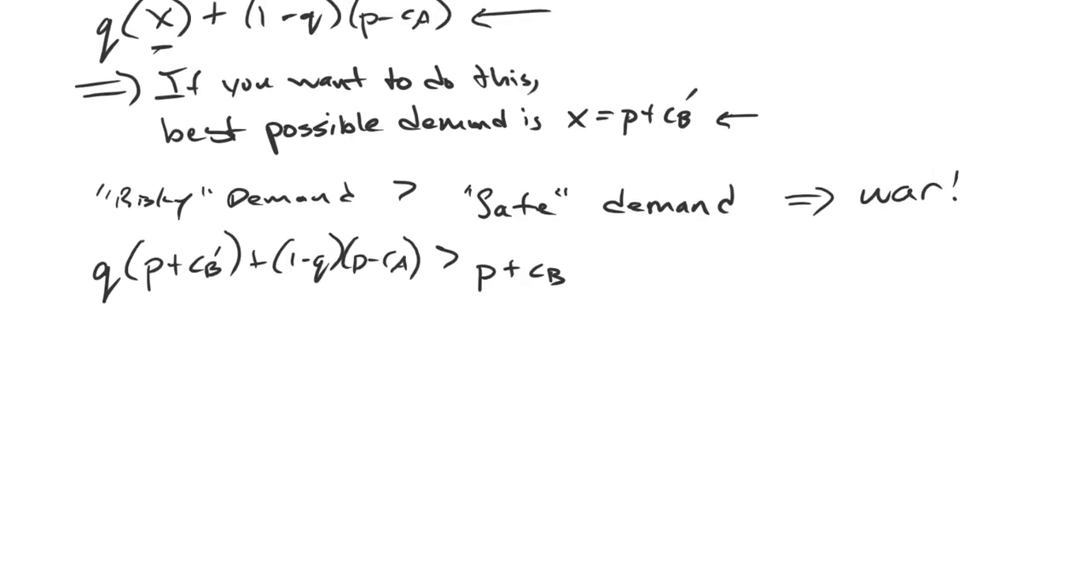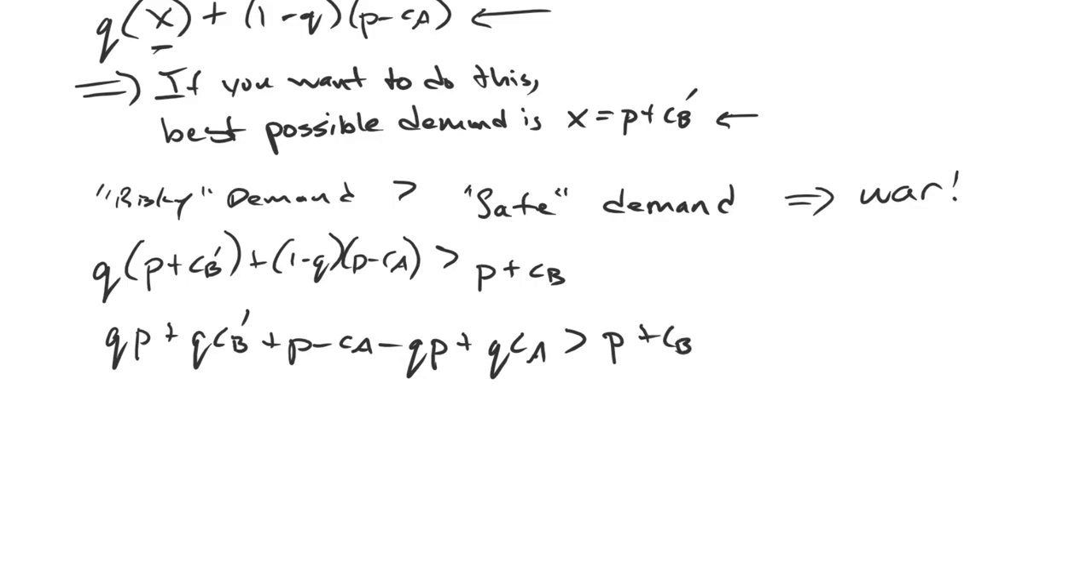So let's go ahead and multiply out the Qs. We get QP plus QCB prime plus P minus CA minus QP plus QCA. Good old FOIL. It's our best friend. Plus or greater than P plus CB. Cool. All right. So can we simplify this? Well, yes, we can. So we have a QP there and a negative QP there, and we have a P here and a P here on that side, so those cancel out.